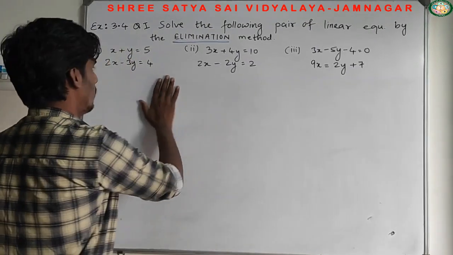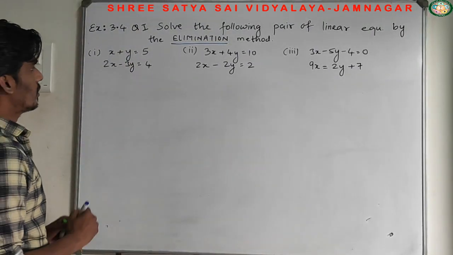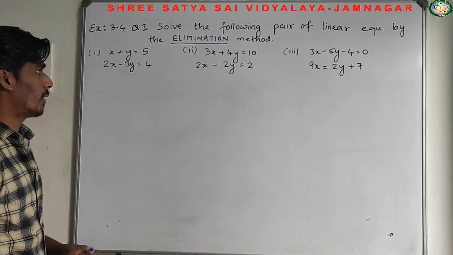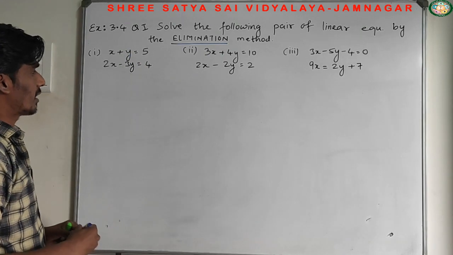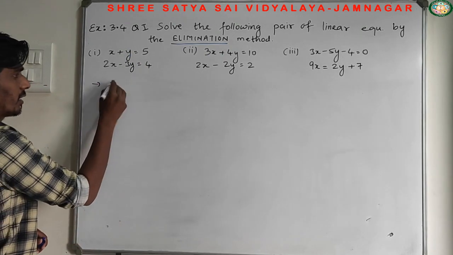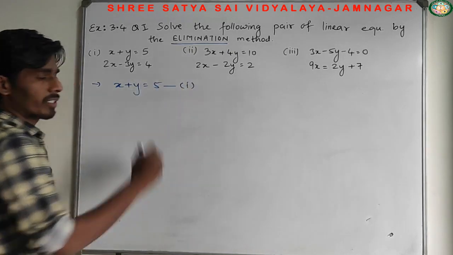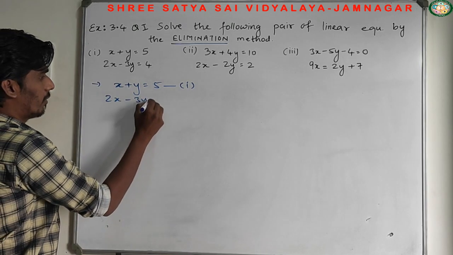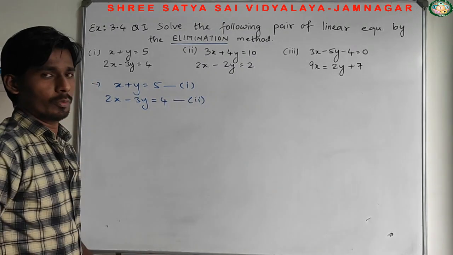So let's try to understand this one. From this equation, if you see, here it's plus y and here it is minus y. So it's quite easy to eliminate this. Now how to eliminate? Let me write down the first equation again: x plus y equals 5. Say this is equation 1. And the second equation is 2x minus 3y equals 4. Say this is equation 2.